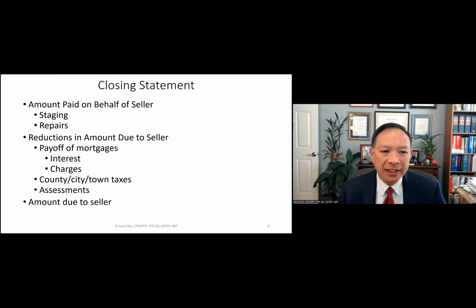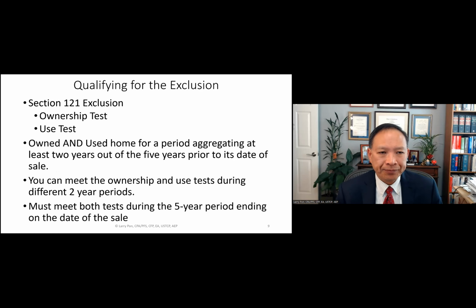Now, there are other reductions in the amount due to the seller. This doesn't reduce the gain. That's paying off the mortgage. That's not going to reduce the gain. Any interest and any charges the bank might charge, property taxes, county, city, town property taxes or assessments. The net amount would be the amount due to the seller. So that's a really important document to get from the client.